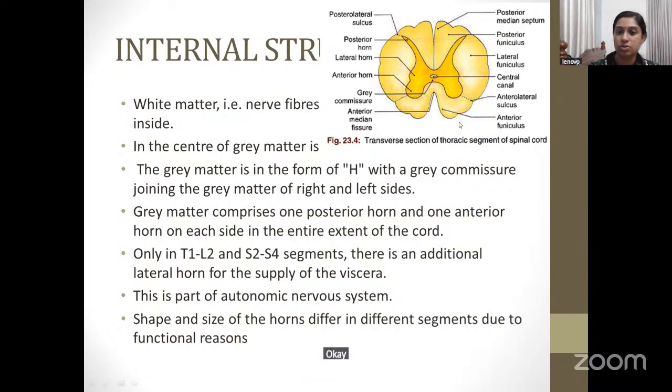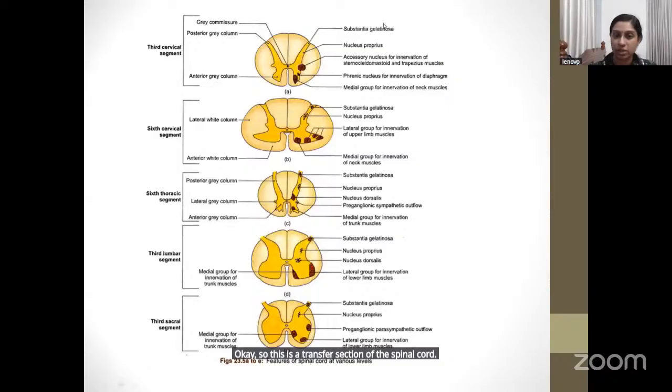So this is the transverse section of the spinal cord. As I already mentioned, these sections are taken at different levels.